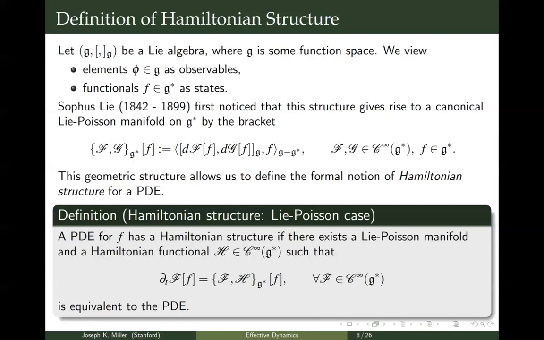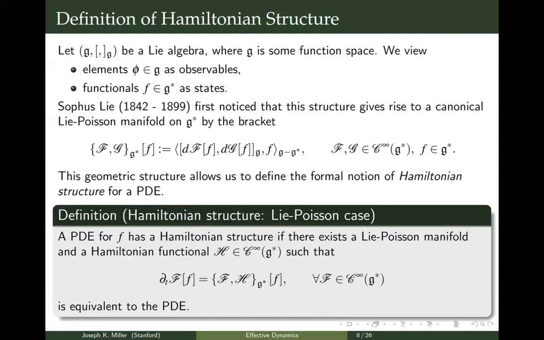And I define a PDE to have a Hamiltonian structure if there exists a Lie-Poisson manifold, so there exists a geometric structure and a Hamiltonian such that it looks like this equation. There's a topology on that space. Yep. So this is kind of just an algebraic slide at the moment, right? I'm just forgetting all functional analytic issues, but that is something we ended up talking about.